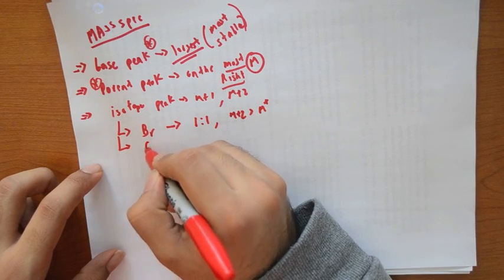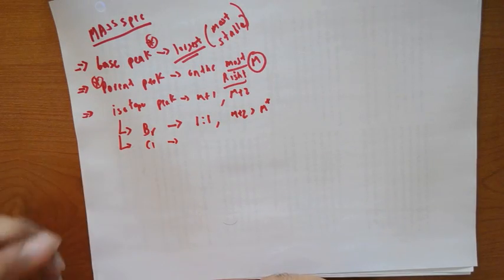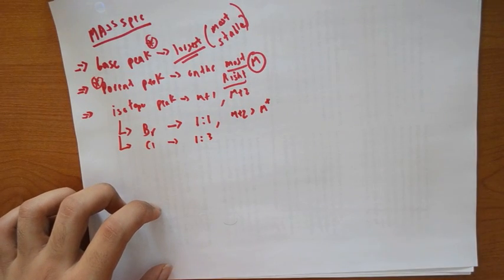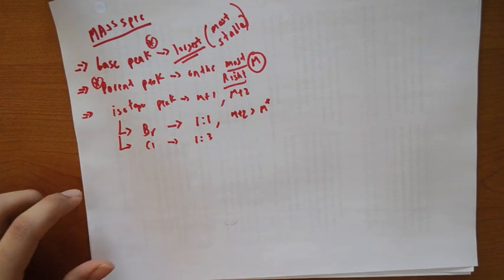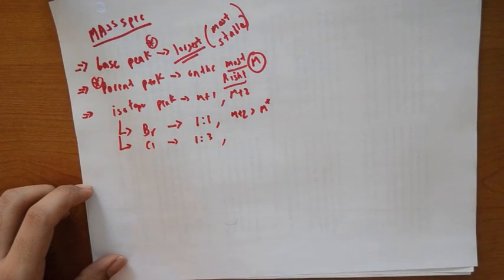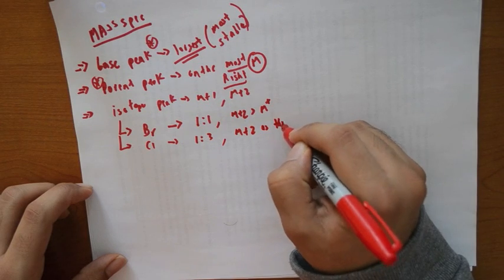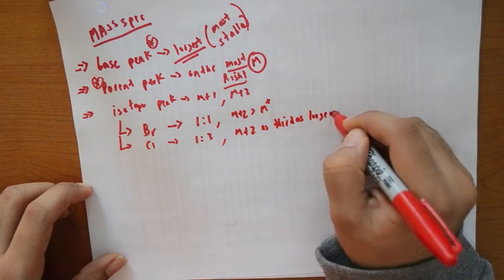Chlorine, on the other hand, has a 1-to-3 peak, and its M+2 is a third as large as its M+ peak. So M+2 is a third as large as M+.